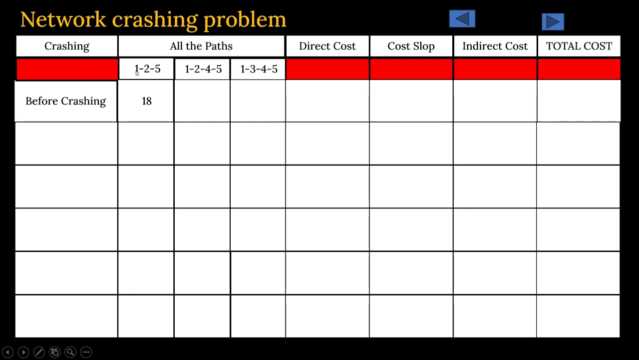Duration for 1 to 2, 1 to 5 is 18. Then for this path it was 13 and this path was 12. So actual project duration is 18 days. What was the direct cost? Direct cost was given, 580 rupees. It was given to you.